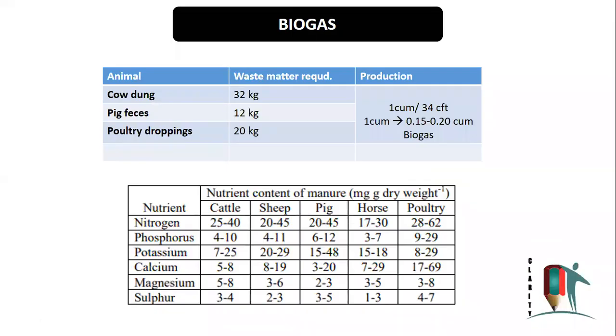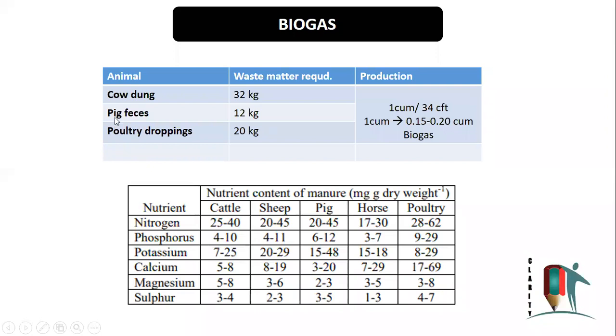Before going into selection, I will take some of the important points. First is biogas production and the content of nitrogen, phosphorus and potassium in the fecal matter of different animals, right? Earlier also this type of question has been asked, like which cattle manure has the highest percentage of nitrogen. So we will discuss all these things.